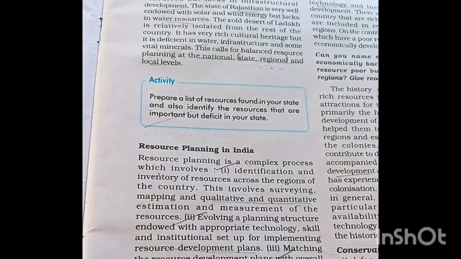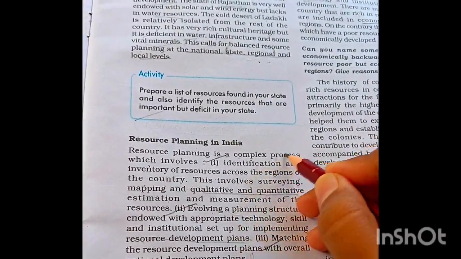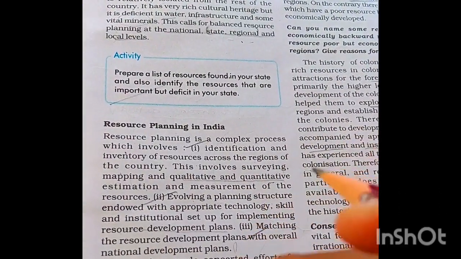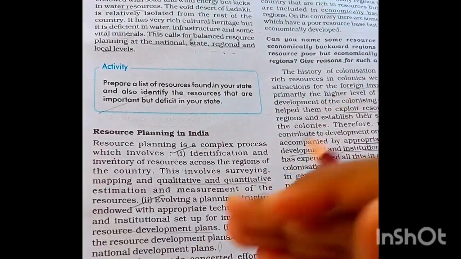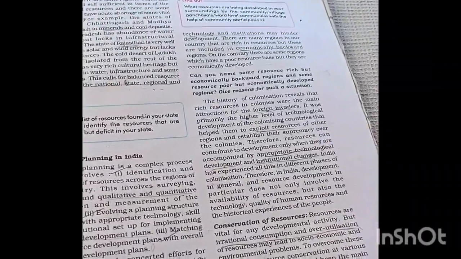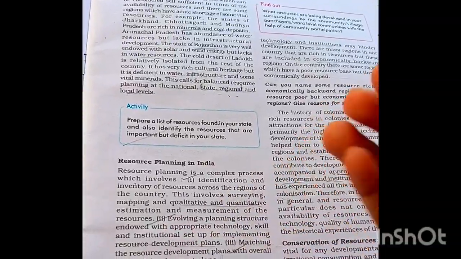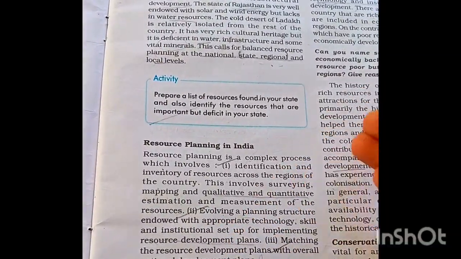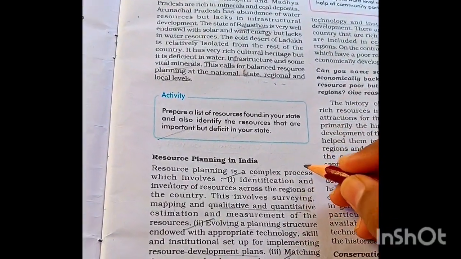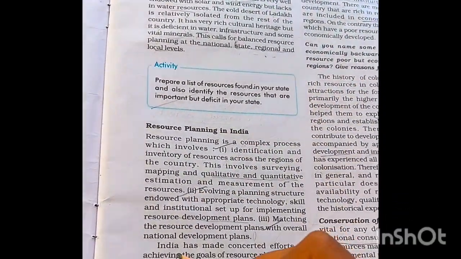Third, matching the resource development plans with overall development plans. So now I have started a plan. I will match it with the all-India plan, so that what I'm doing is not the same thing they are doing, which would lead to wastage of resources. If both planning committees do the same work, it will be wastage. That's why they coordinate with each other and divide their work, so that both of them are not working on the same thing in different directions.